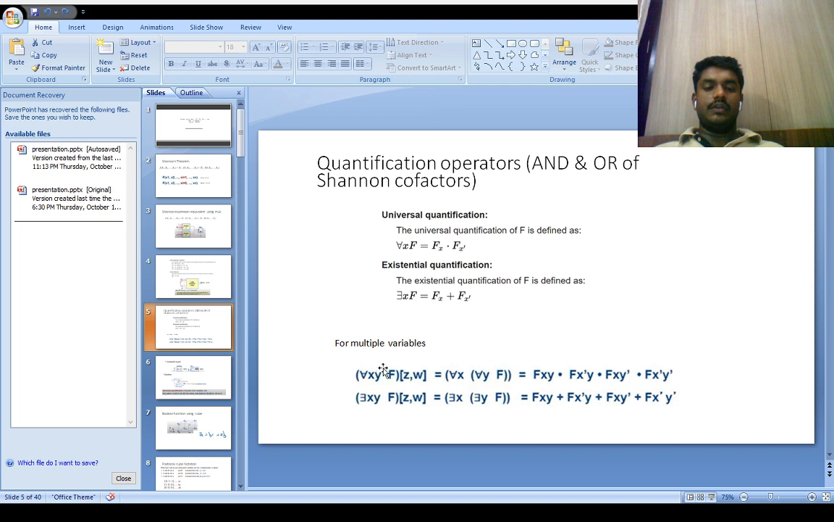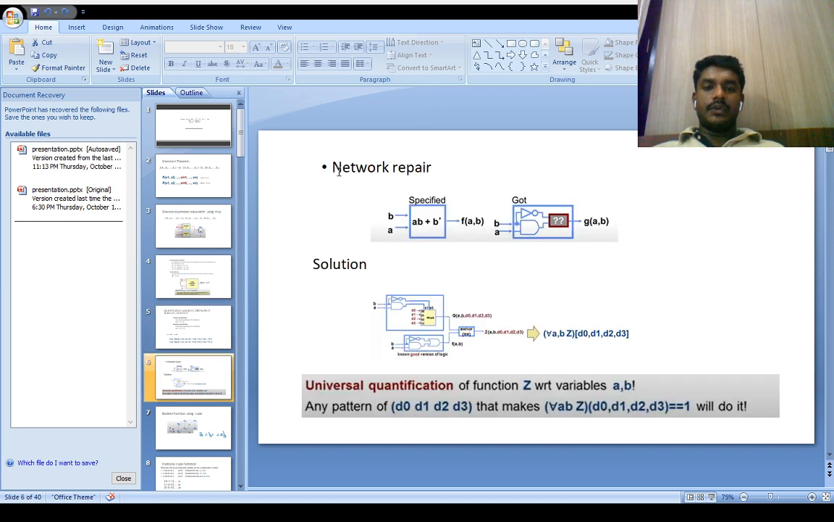So for every value of x and y we will be taking this expression, and if there exists any value of x and y, this expression will be used for the OR gate. And coming to network repair, we will go deeper into it. Let us take a specific example.